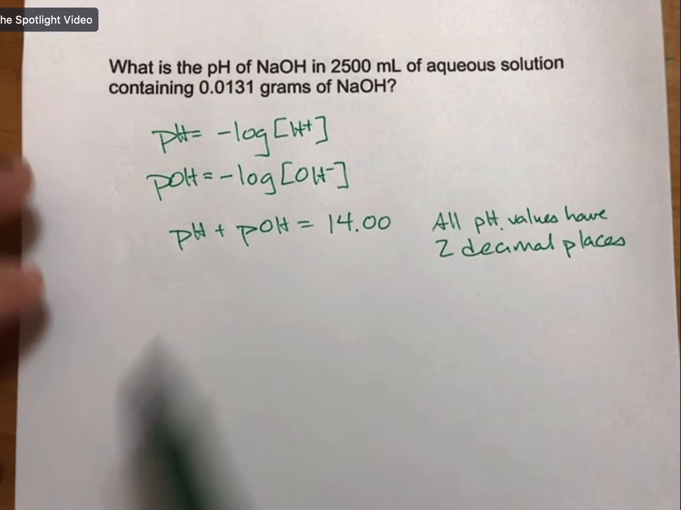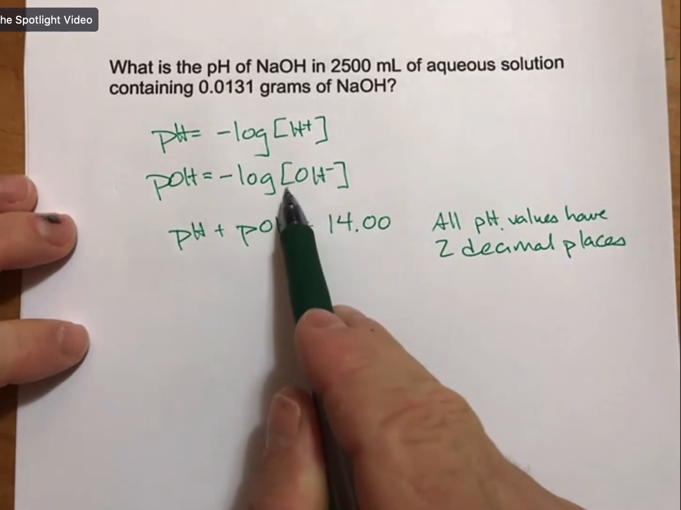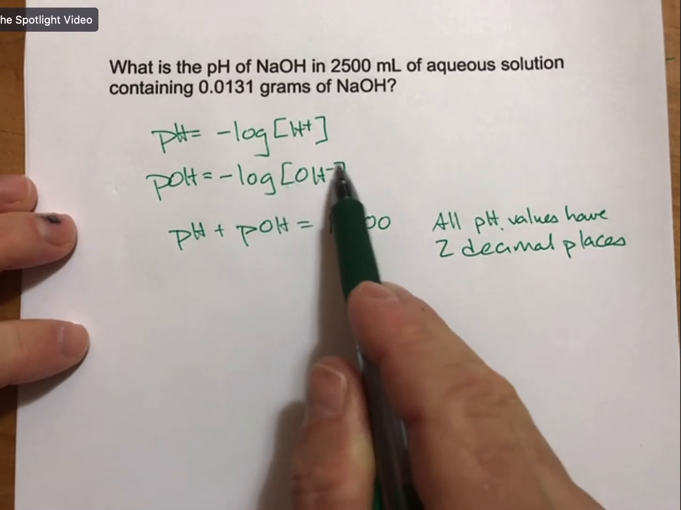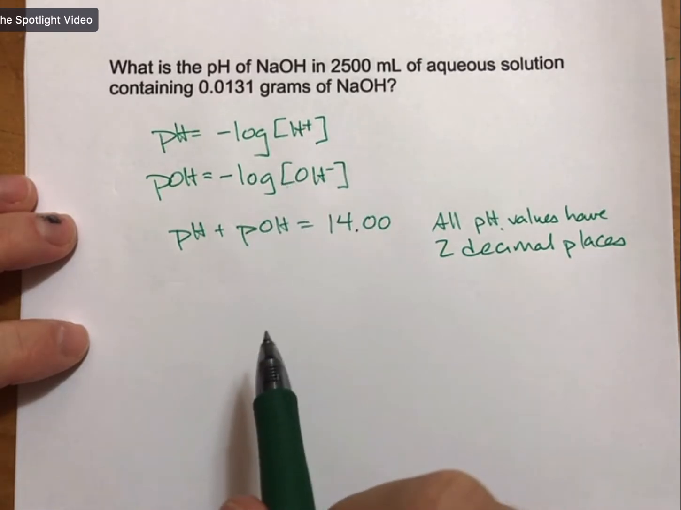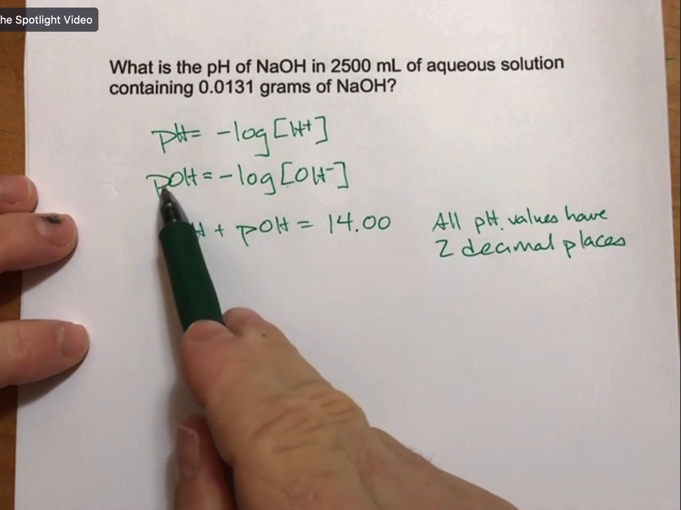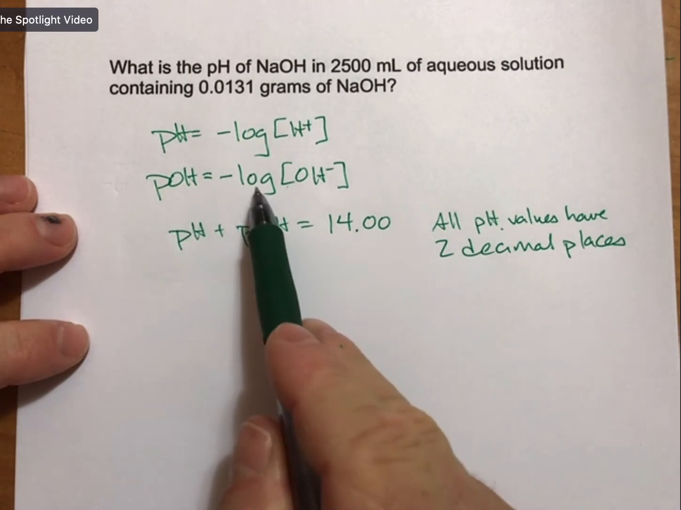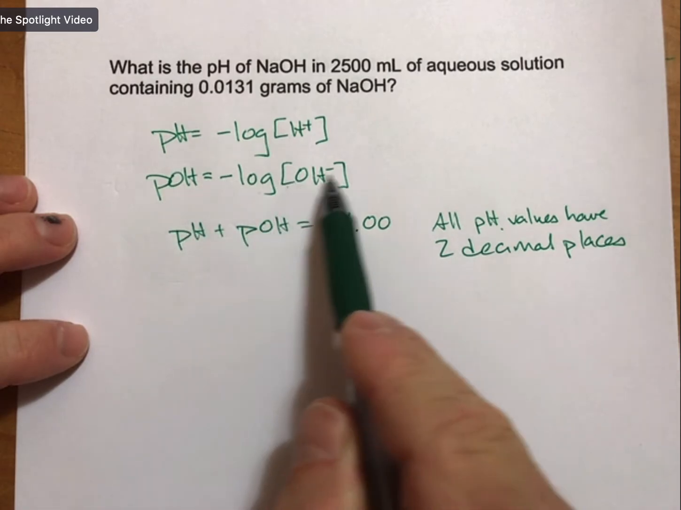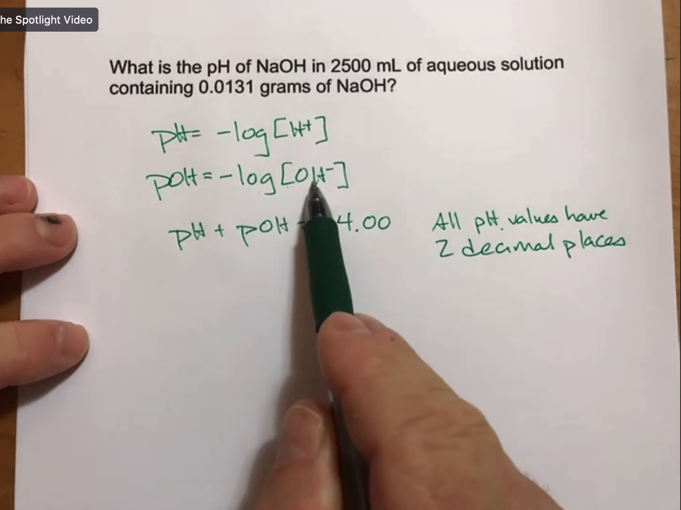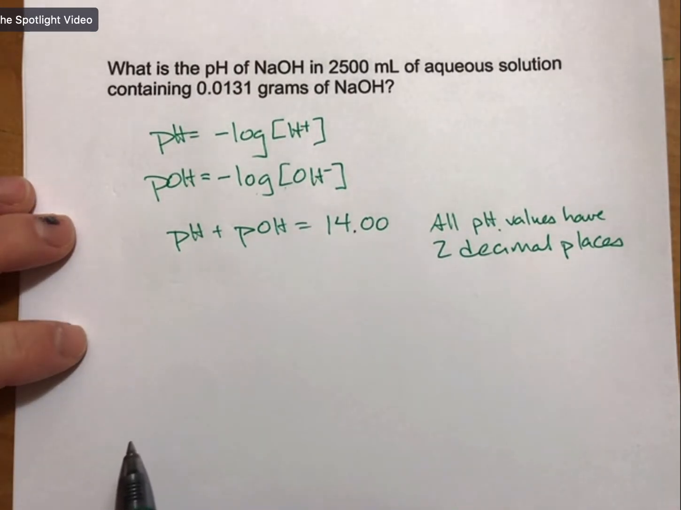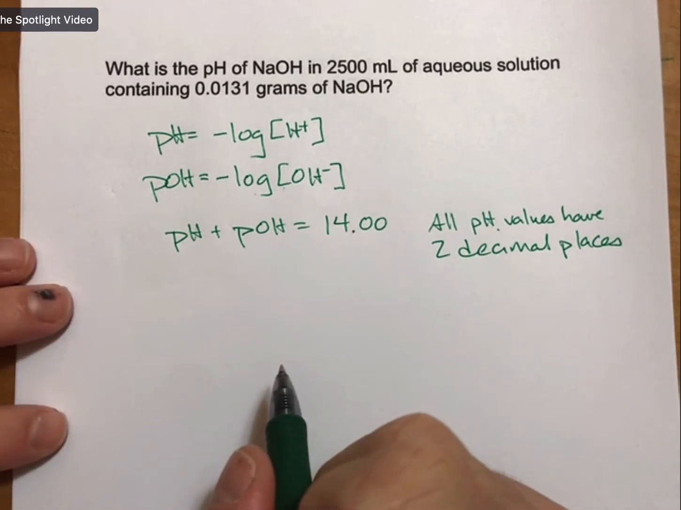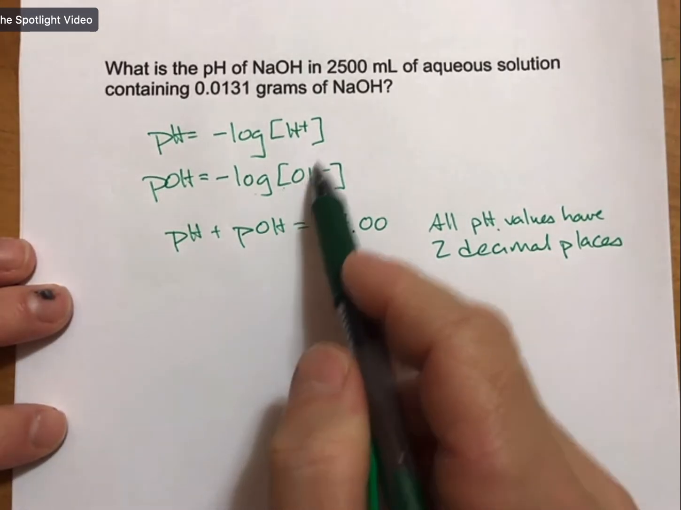All right, and I didn't mention this, but it's worth mentioning. Square brackets means concentration in molarity. So this really says the pOH equals the negative logarithm of the concentration in molarity of the hydroxide ion. All right, so we need the concentration of hydroxide ion.